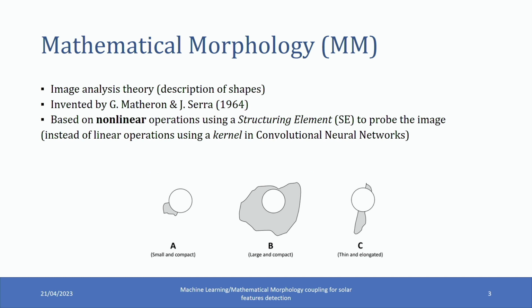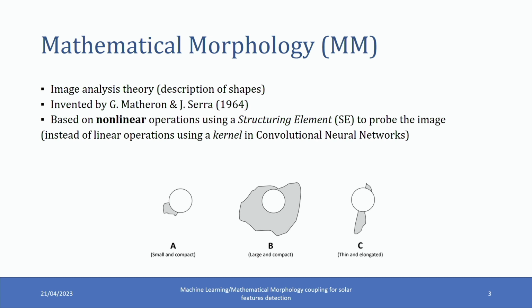So mathematical morphology, it's a theory which is dedicated to image analysis, which was created in the 1960s by Georges Mathéron and Jean Serra. So it is used to describe geometrical shapes in images with non-linear operations. And it is based on the use of a structuring element. So a structuring element, it's an object with a known shape and a known size. And we use this object to probe the image. So we want to compare this structuring element with the objects that we want to identify in the image. So somehow this is quite similar to what a kernel does in a convolutional layer.